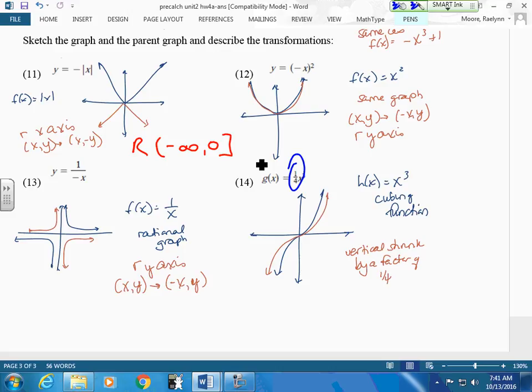Vertical shrink by a factor of 1/4. Make sure you give me the factors. I need to see the factors. If you're shrinking, your factor cannot be greater than 1. If you're stretching, your factor cannot be less than 1. If there's a negative out there, you can't shrink a negative or stretch a negative. That's a reflection. Make sure you separate those two.